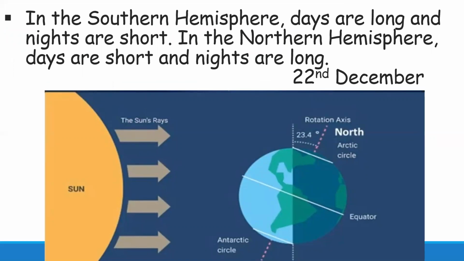In the Southern Hemisphere, days are long and nights are short. In the Northern Hemisphere, days are short and nights are long.